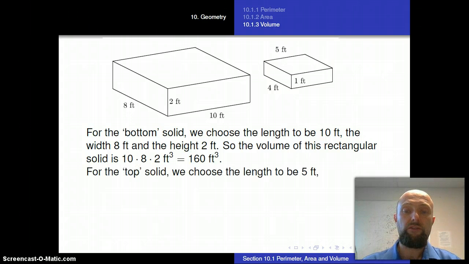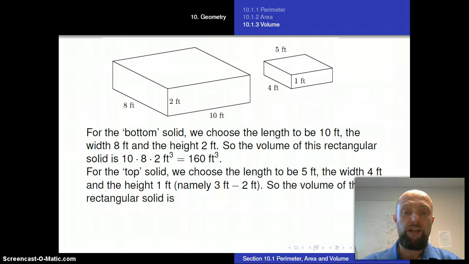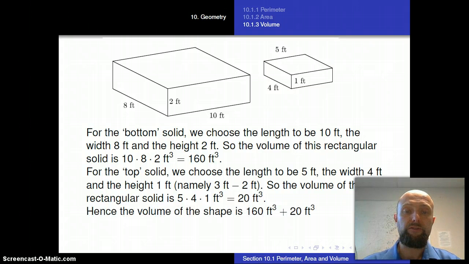For the top solid, we choose the length to be 5 feet, the width to be 4 feet, and the height to be 1 foot. So the volume of this rectangular solid is length times width times height, which is 5 times 4 times 1 cubic feet, so 20 cubic feet. Hence the volume of the whole shape is the sum of the volumes, 160 cubic feet plus 20 cubic feet, which is 180 cubic feet.